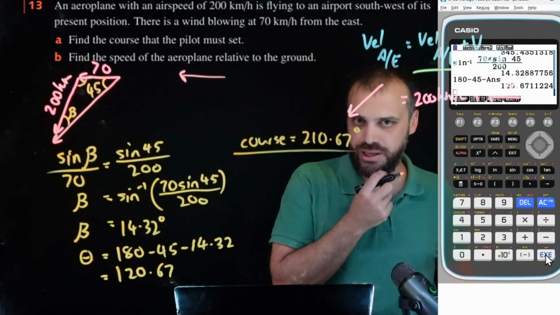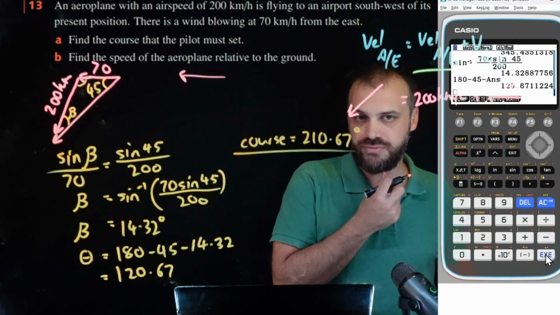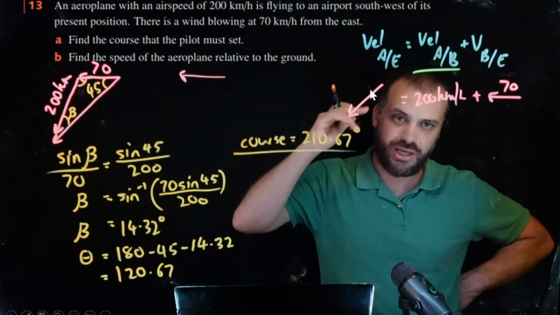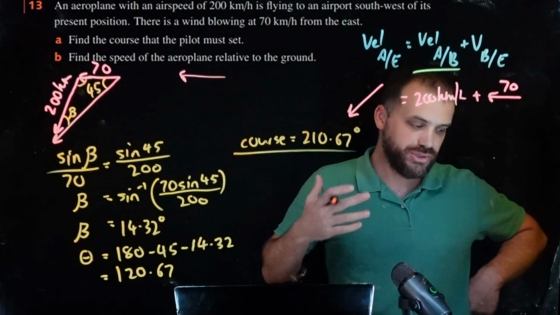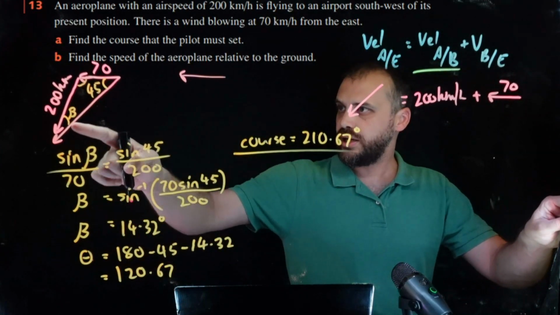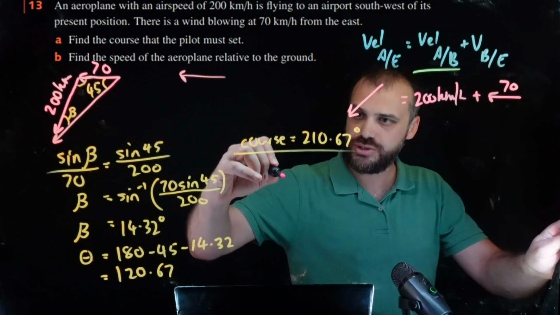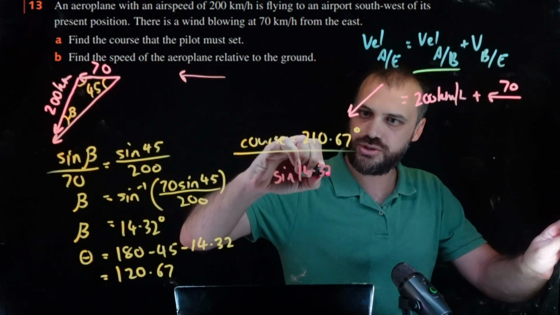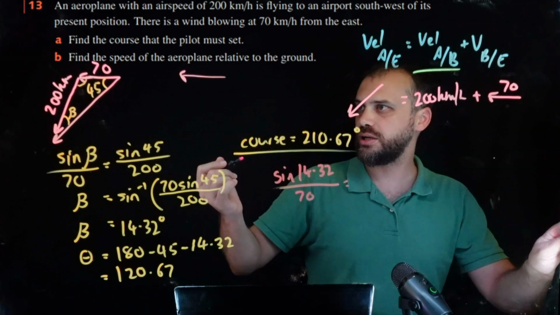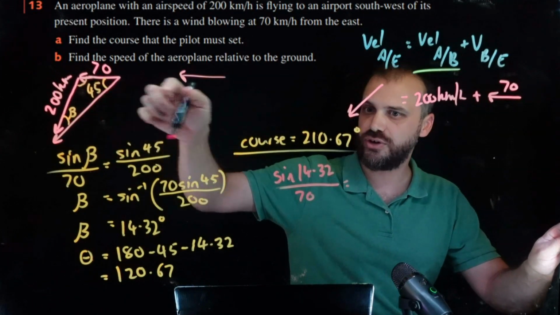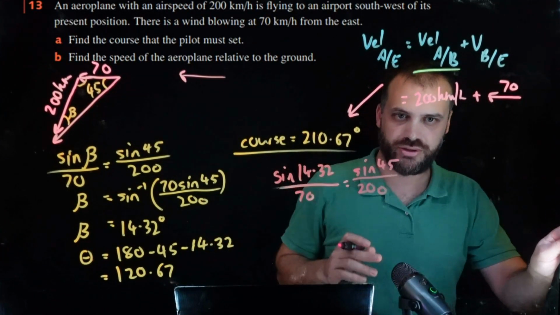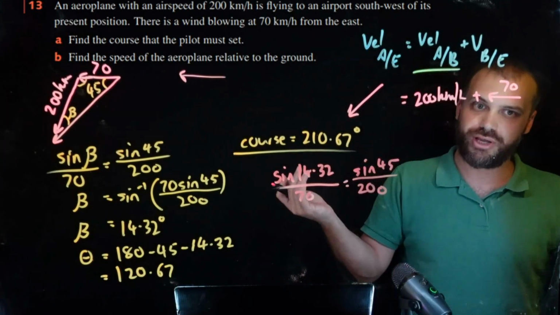What about part B? Find the speed of the airplane relative to the ground. Okay, that feels relatively straightforward, right? Because I know all the angles in that triangle now. The only thing I don't know is one of the sides. So it's just a repeated sine rule question. Okay, I know beta is 14.32, so I'll use that. So sine 14.32 over whatever's opposite beta, which is 70, equals, I can use that 200 and that 45 again. So sine 45 over 200. All right, so just rearrange and solve.